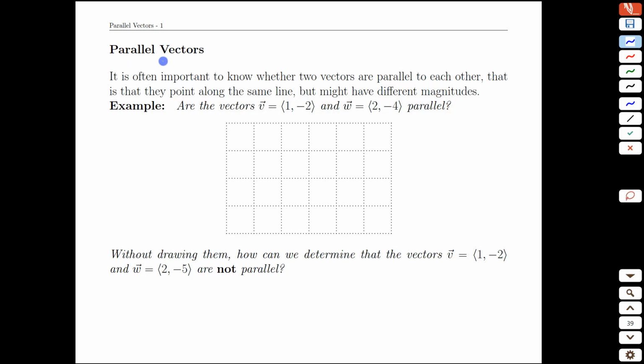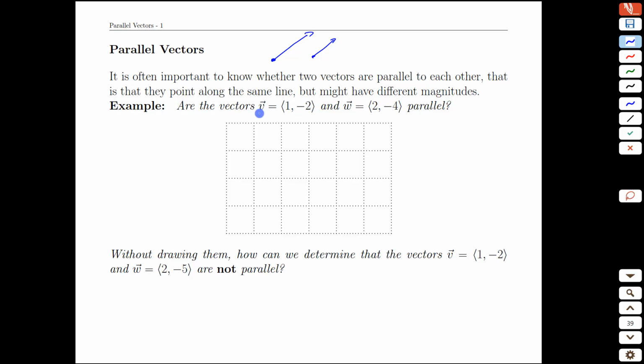In this video, we're going to look at parallel vectors. The reason for that is when we focus on calculus ideas, it's going to be important for us to recognize when two vectors are pointing in the same direction, even though they might have different magnitudes. And that's not going to be something that's necessarily immediately obvious from the component form.